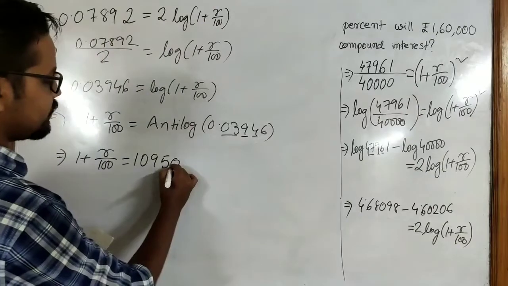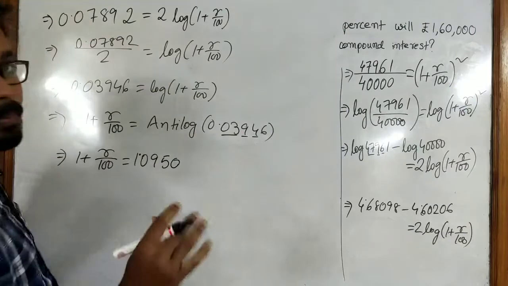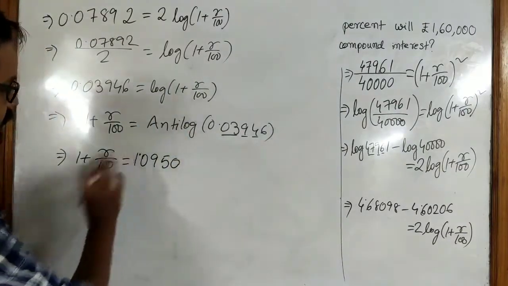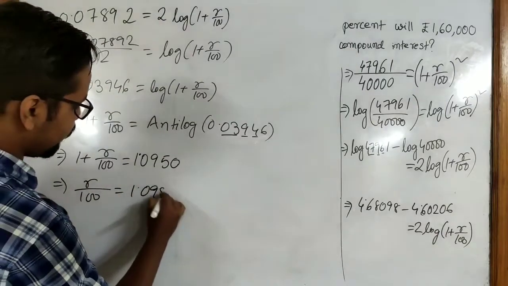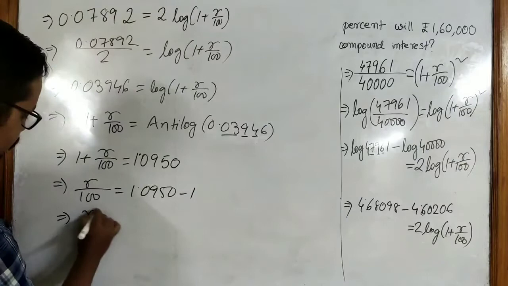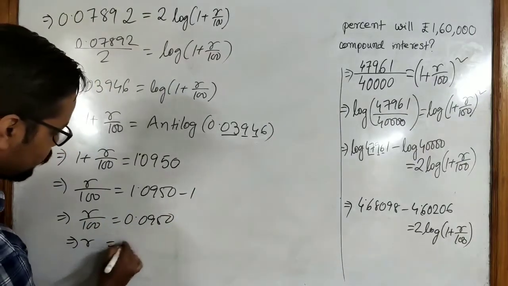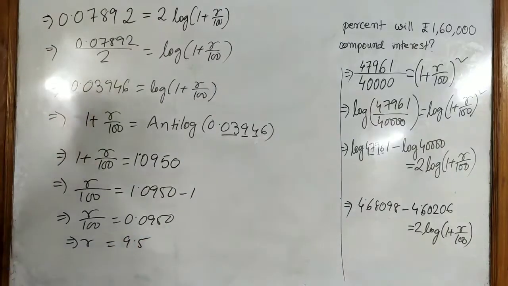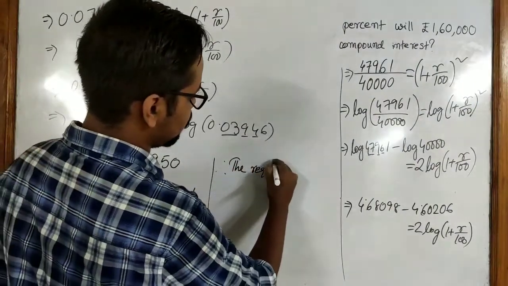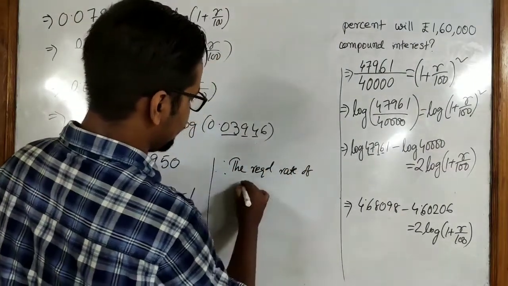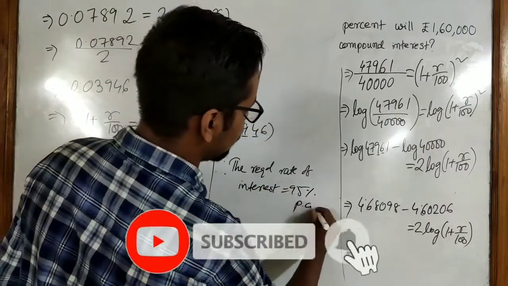Our characteristic here is 0. That means the point is going to be after 0 plus 1, that is after one digit. So now 1 plus r by 100 is 1.0950, so r by 100 is equal to 1.0950 minus 1, which is 0.0950. That means r is going to be 9.5, multiplying it by 100. Therefore the required rate of interest is equal to 9.5% per annum.